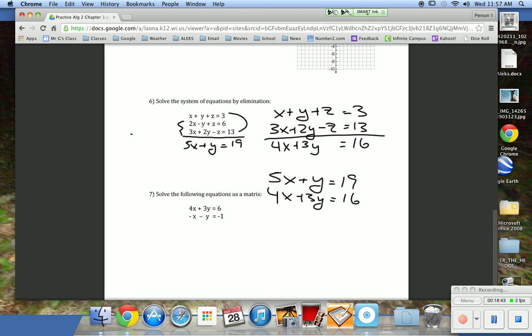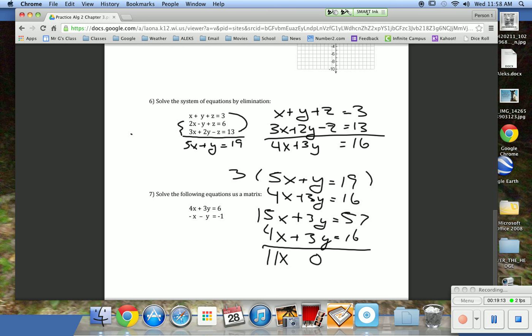What would I do to this? I'd probably multiply this one right here by 3, right? 15x. Why would I do that? Because I'd have a 3y here, and I'm going to make this a 3y. Plus 3y equals 57. This would be 4x plus 3y equals 16. Let's subtract them now. 11x, this would go to 0, and this would be 41.